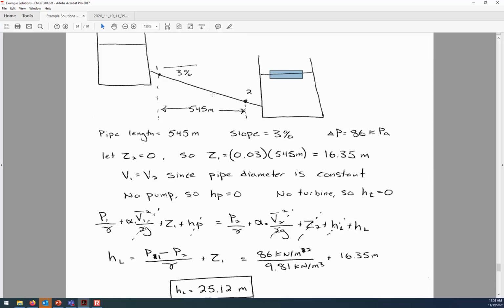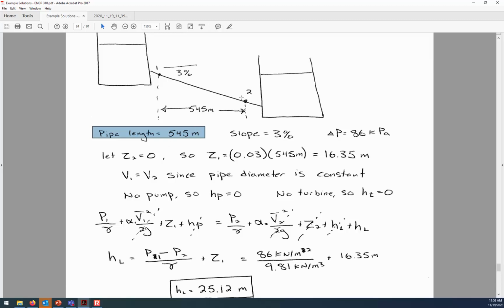And so if the distance between them is 545, and I guess to be more specific, that's the horizontal component of the length of the pipe. That's not the inclined distance, that's the horizontal distance, although with an angle as gradual as 3%, they're effectively going to be the same. The horizontal distance and the inclined distance will be essentially identical. But what that allows us to do is calculate a difference in elevation.